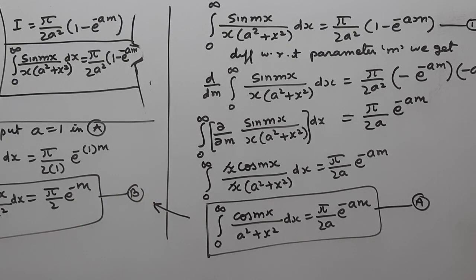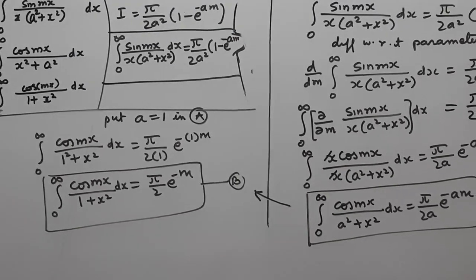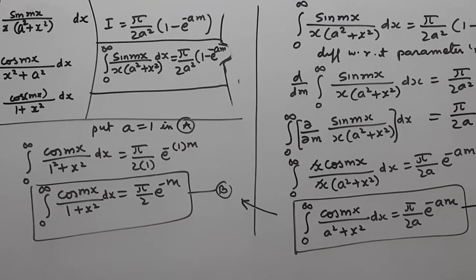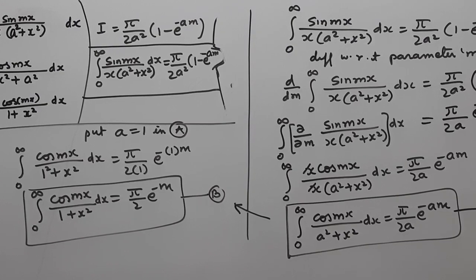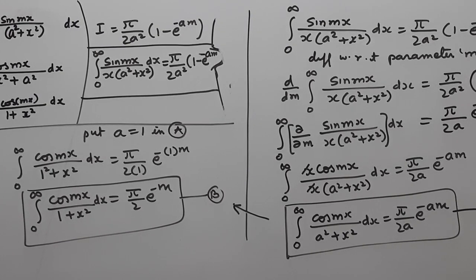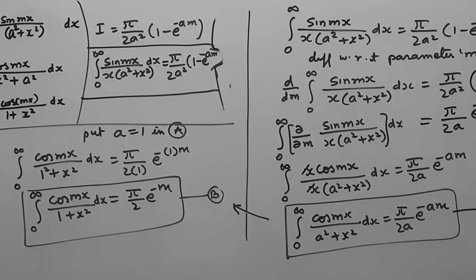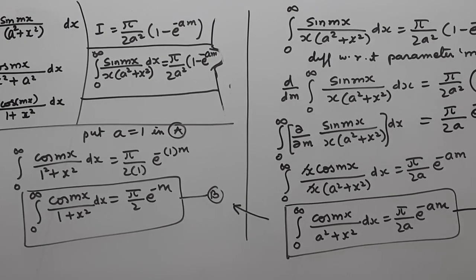Now you can see this integral. If we put a is equal to 1 in the integral A, we get cos mx upon 1 plus x square between the limit 0 to infinity. On the right hand side we put a is equal to 1, we get pi upon 2 e to the power minus m. So this is the value of the given definite integral. Thank you.